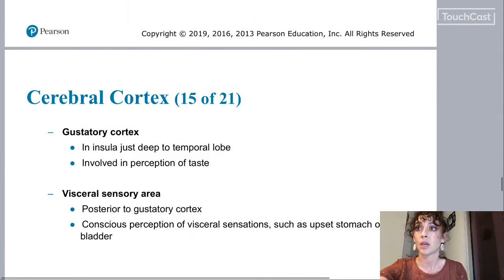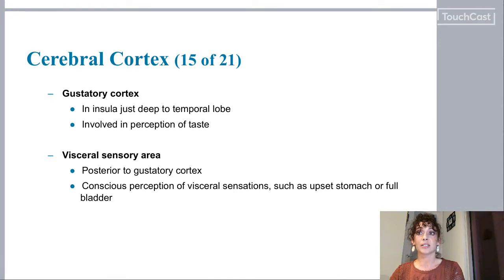Okay. So our gustatory complex is also in the insula, deep to the temporal lobe. That's involved in our perception of taste. Our visceral sensory area, so remember viscera, the term viscera meaning our guts, internal organs. So this is going to be posterior to that gustatory cortex, and it's going to be involved in perception of visceral sensations. So if you've ever eaten so much that your stomach feels stretched and super uncomfortable, or the same thing with your bladder, that is where we get that sensation that, hey, this is uncomfortable, I don't like this.